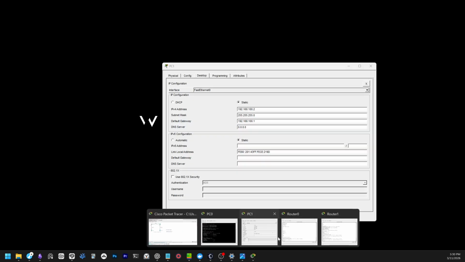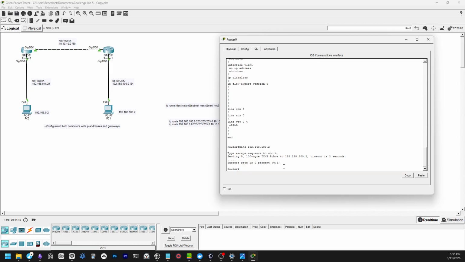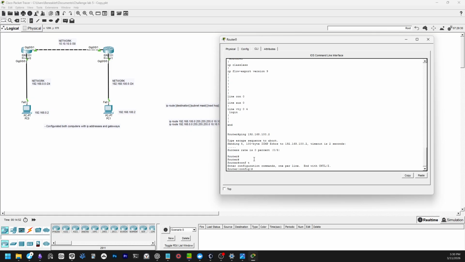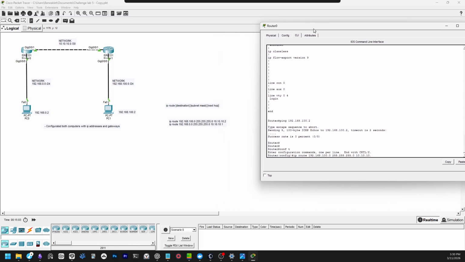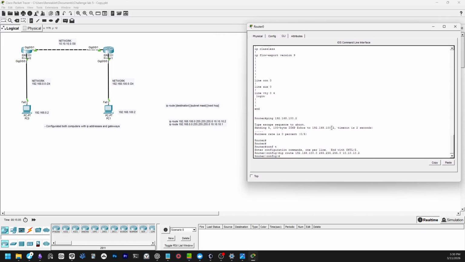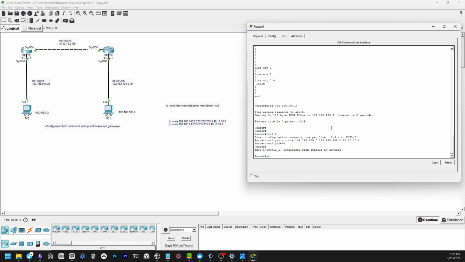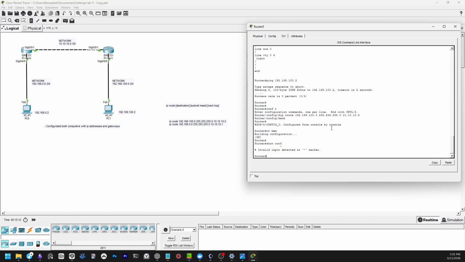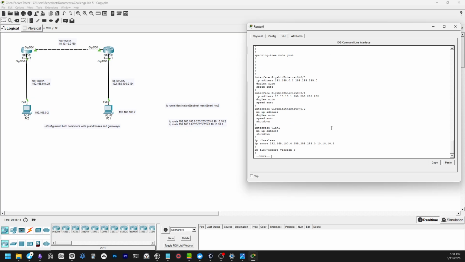So let's actually do this. Router 0, configure terminal, IP route, the network, the mask, and the next hop. Done. End, and write memory, and see the config.